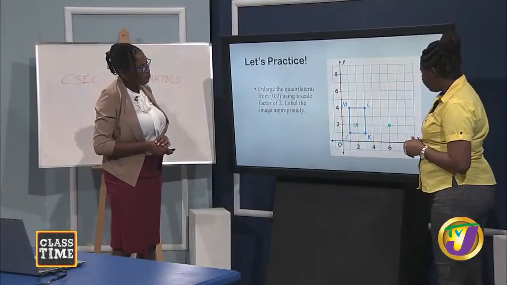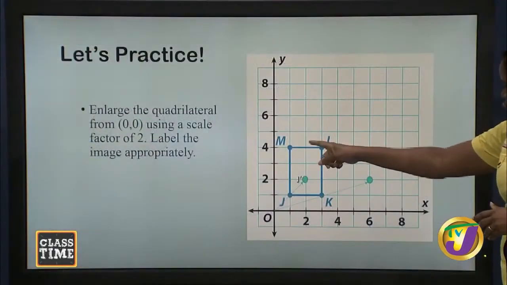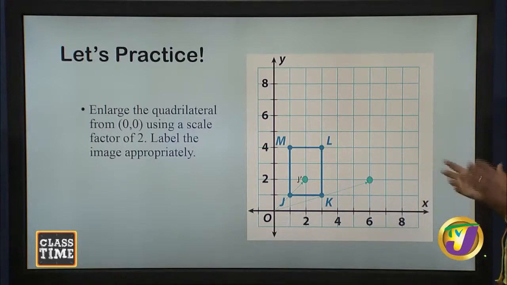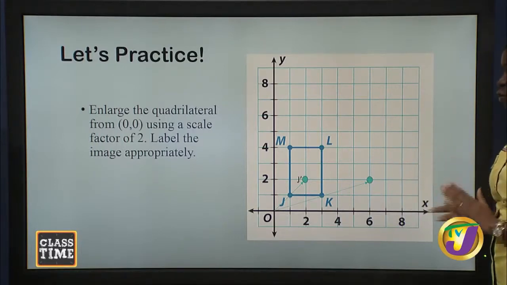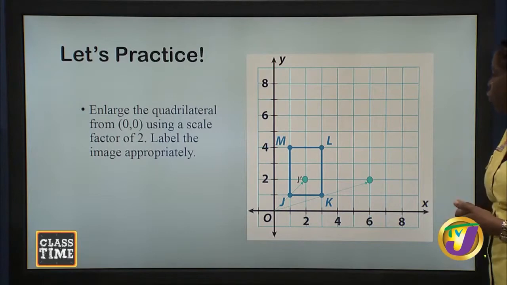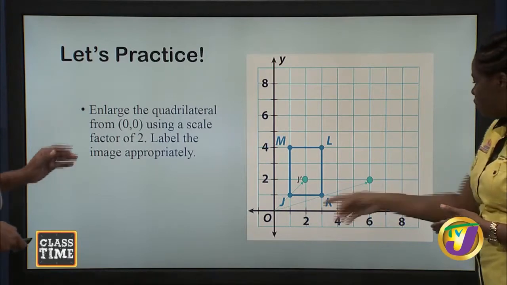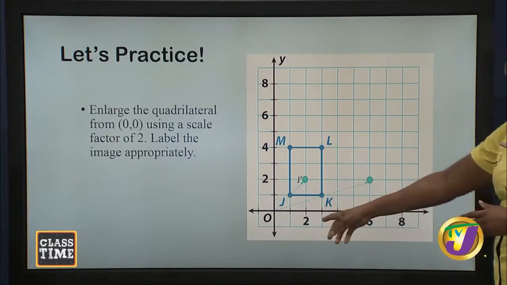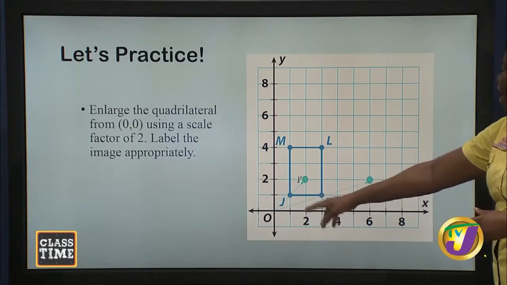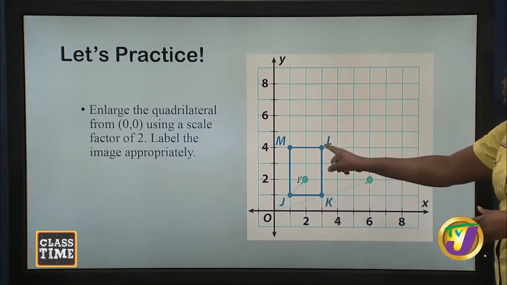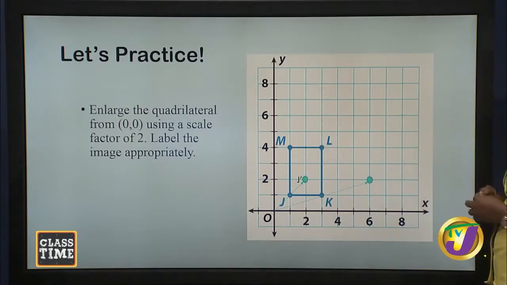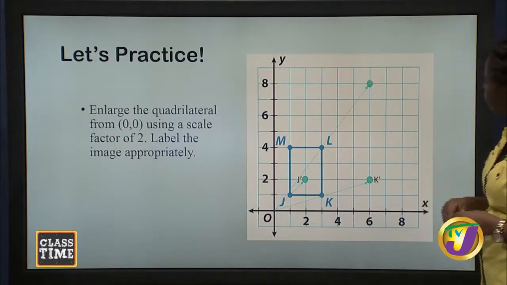For L, the coordinates are (2, 3). Multiplying that by our scale factor, 2 times 2 would give me 4. And 2 times 3 would give me 6. We have to be careful. So I'm looking at (4, 6) for L.